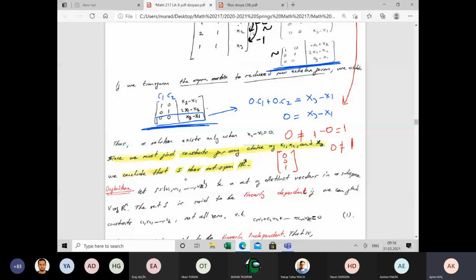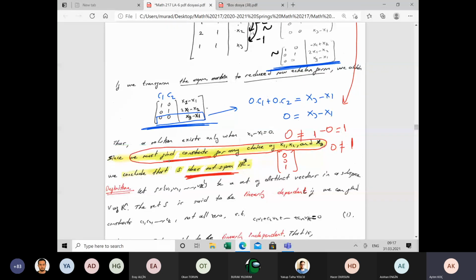For some of them, it is not possible to get the vector in our cube by using the set S. It's okay, so our set does not span our cube. Let's come back, because what is the reason? We must find the constant for any choice of x1 and x3. This system has no solution. It has a solution only if x3 minus x1 is 0.